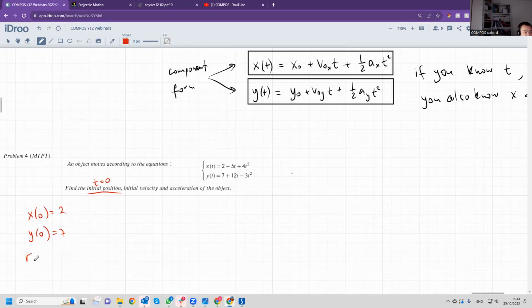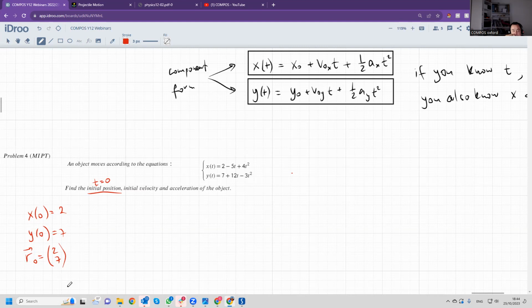Or you could say r0, the initial position, is (2, 7). Does that make sense? How well do you understand this? On a scale of 0 to 10, please vote in the chat. 989. Okay. The initial position, so the initial coordinate. Okay, very good.